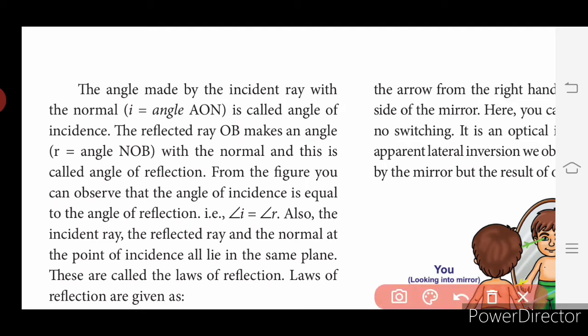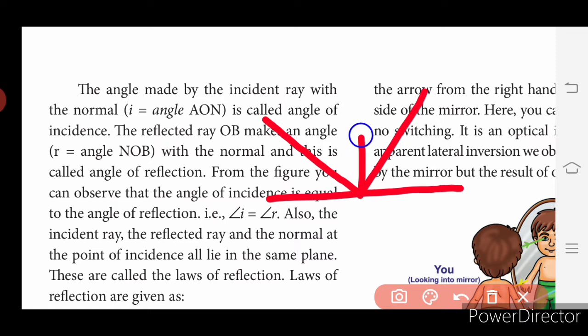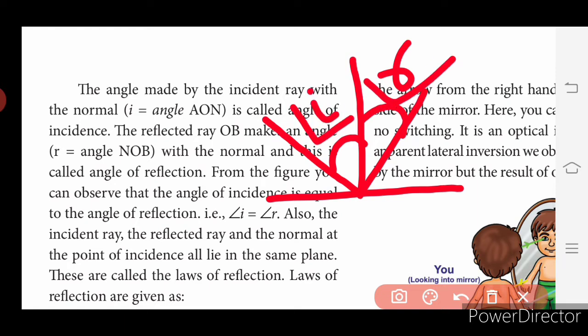So you have a straight line like this, M and M dash, and this is the incident ray and this is the reflected ray, and you have drawn a normal here. So the angle between the incident ray and the normal, and the angle between the reflected ray and the normal: this is angle I and this is angle R. So the angle of incidence is equal to the angle of reflection. This is the first law.